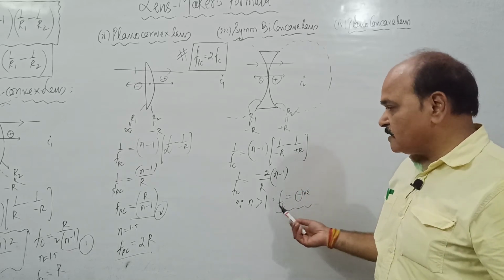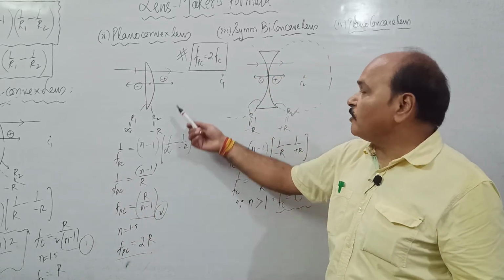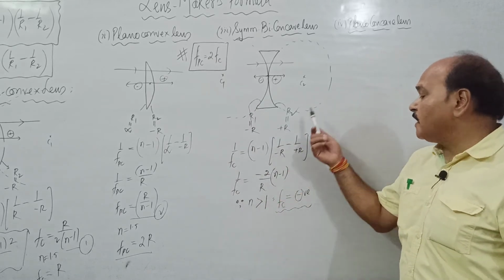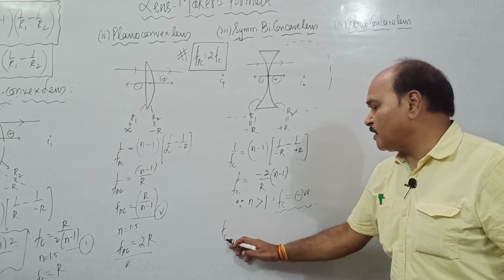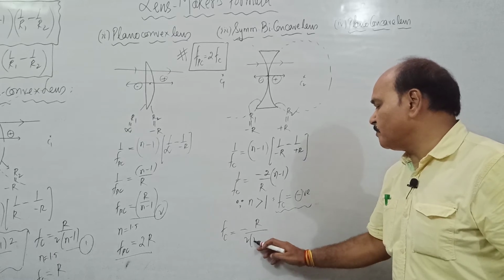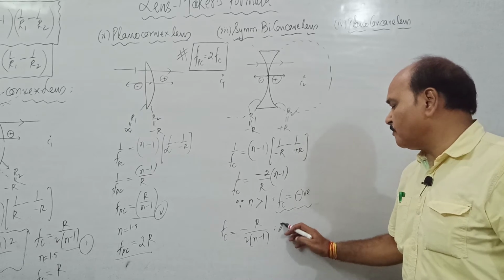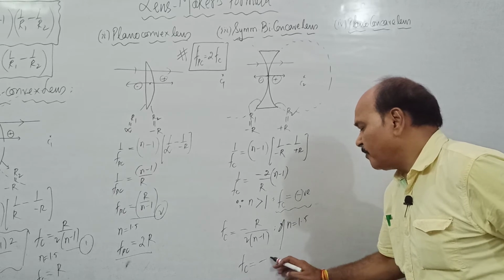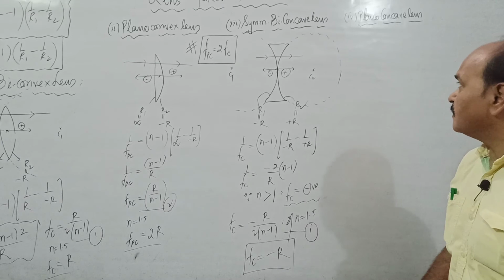We have not discussed this here. Focal length of convex lens will come out to be positive. Focal length of plano-convex lens will also come out to be positive. But focal length of concave lens will come out to be negative. Focal length of concave lens can also be written as minus R times 2n minus 1. And if we write n as 1.5, then what do we get? We get focal length of concave lens as minus R. We just substitute and see. Say this is equation number 1.